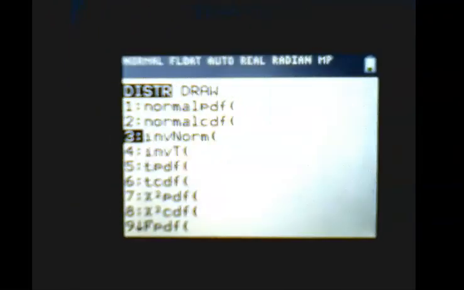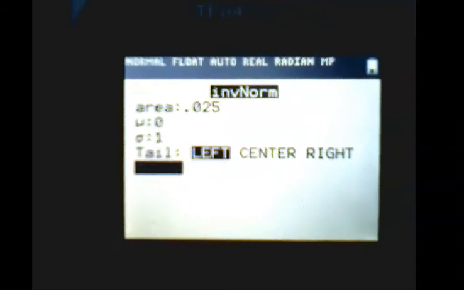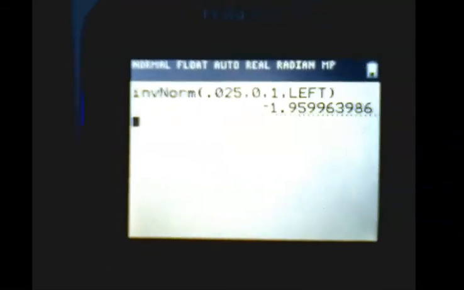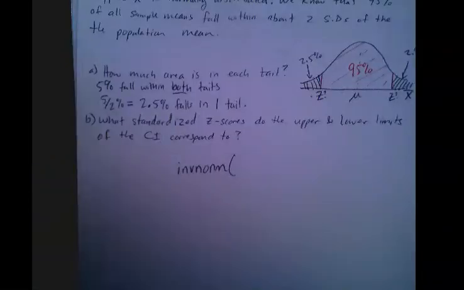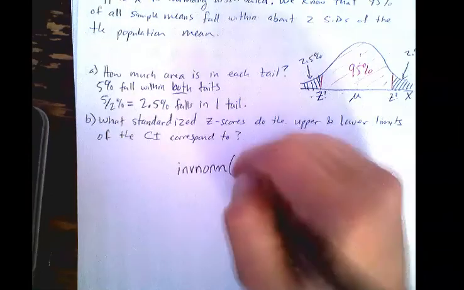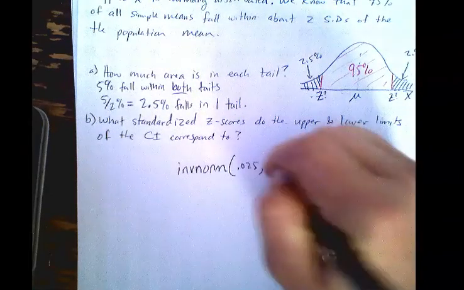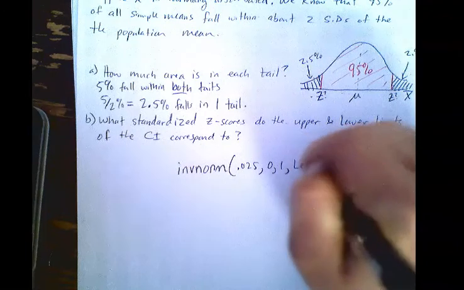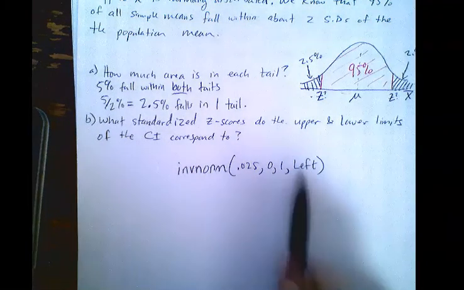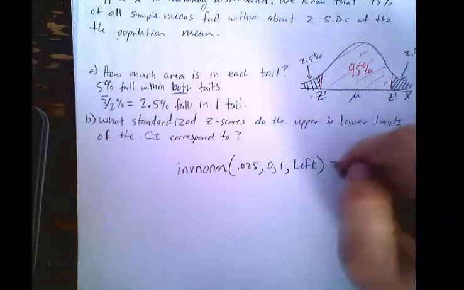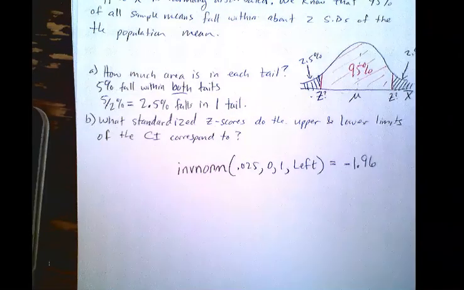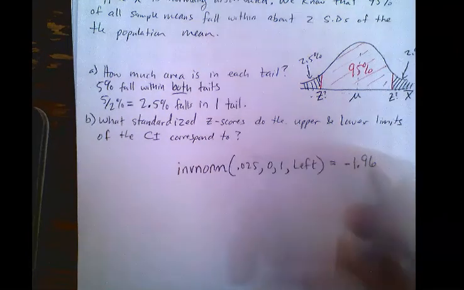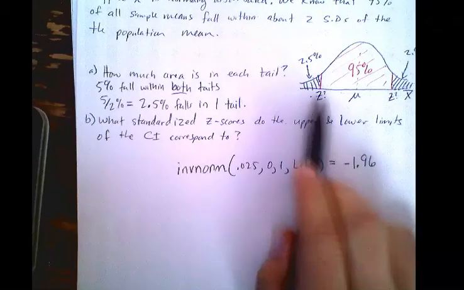Let's do that again. Okay. Looks like negative 1.96. So we had 0.025, 0, and 1 left. If you have an older model of the calculator, you don't need to put that in there. That's going to give us negative 1.96. Okay? So this is the leftmost z-score here.